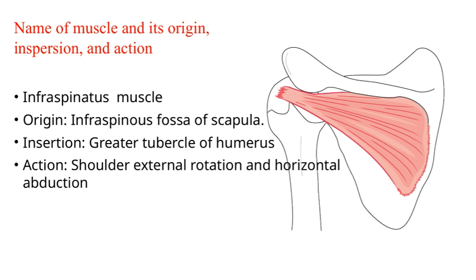These actions are crucial for many daily activities and athletic movements that involve shoulder rotation and stability. Understanding the origin, insertion, and action of the infraspinatus helps us see how it contributes to shoulder function and stability. It's a prime example of how the muscles surrounding the shoulder work together to facilitate complex and powerful movements.